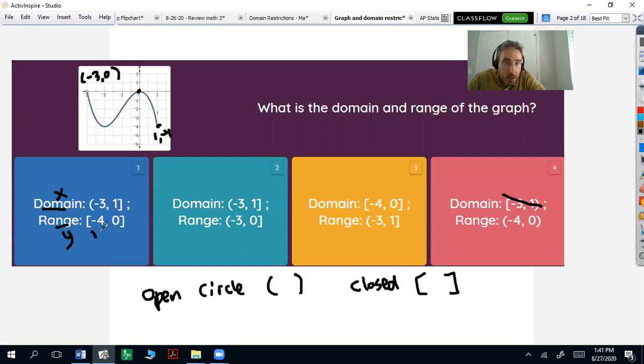So it's going to be answer choice A. Domain is x values, range is y values, open circle for parentheses, and closed circle for brackets.